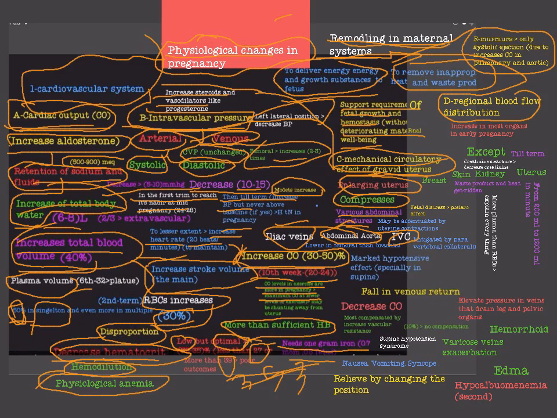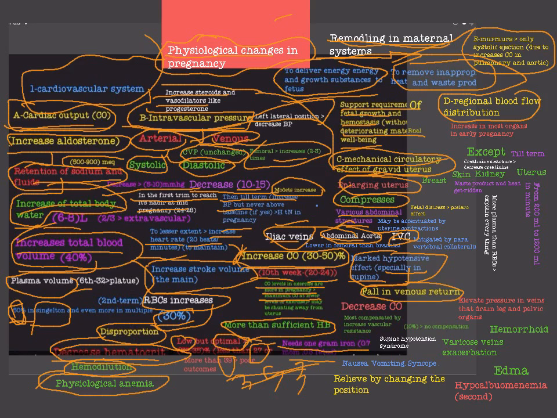So the pressure on the iliac vein, abdominal aorta, and inferior vena cava will lead to marked hypotensive effect, okay. So we'll have hypotension due to this pressure, especially in supine position. Why? Because when the pregnant woman rests in supine position, there will be a pressure applied to the inferior vena cava, abdominal aorta, and iliac veins, and that will lead to decreased return of cardiac output to the circulation and decrease in blood pressure.